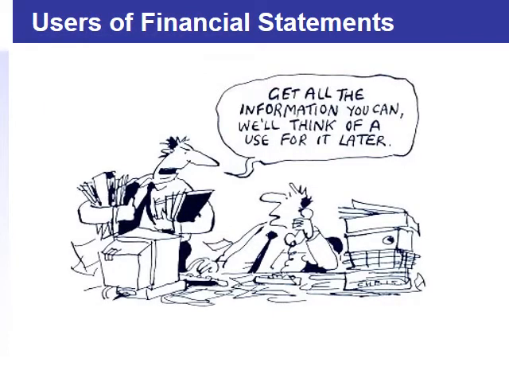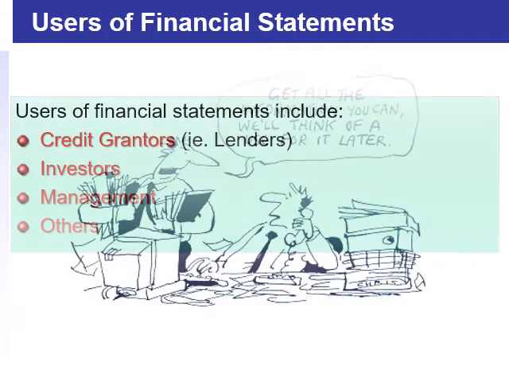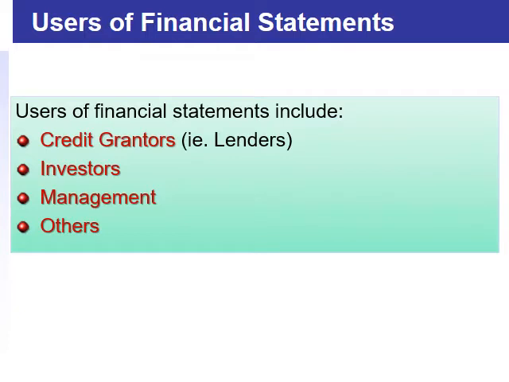A lot of people use financial information. There are many different types of people, and all use it for different purposes. We'll look into them. Generally, there are probably four main users of financial statement. We have credit grantors, basically the lenders. Next, investors, management, and others.